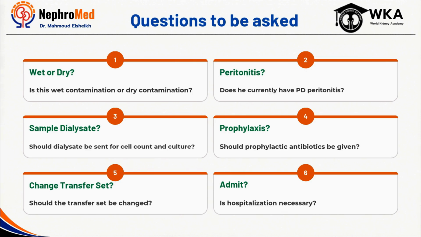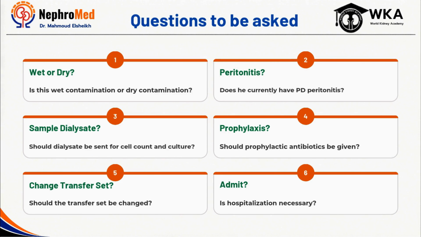system. Second, does this patient actually have PD peritonitis right now? He feels well, has no abdominal pain, no fever, and his effluent is crystal clear. So are we dealing with an established infection, or are we simply trying to prevent one from developing? Third, should we send dialysate for cell count or culture?